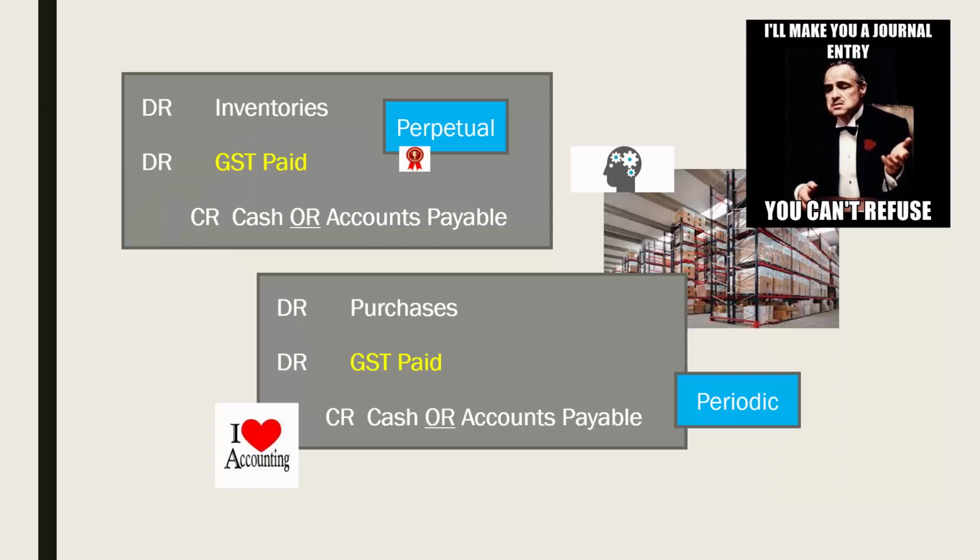You will notice we generally do not include GST in our assets such as inventories and expenses such as purchases. We keep it separate in GST paid accounts. However, we do include GST in accounts payable and cash. See the video on how we account for GST for more about how we deal with GST in accounting.